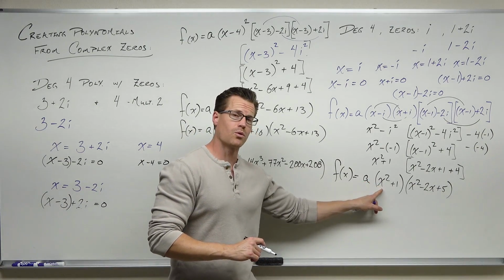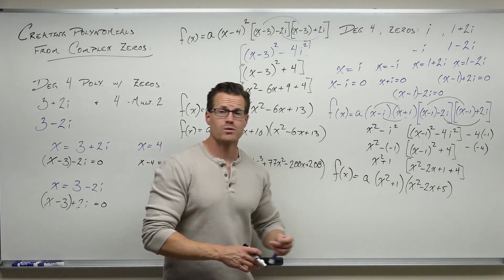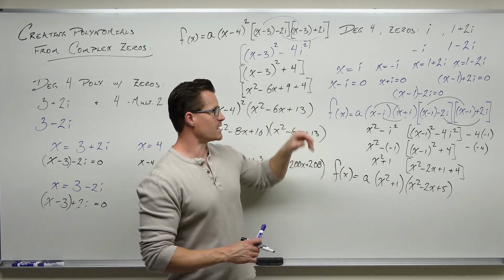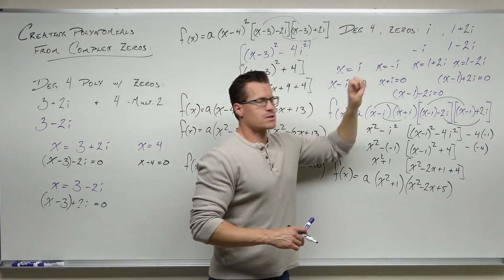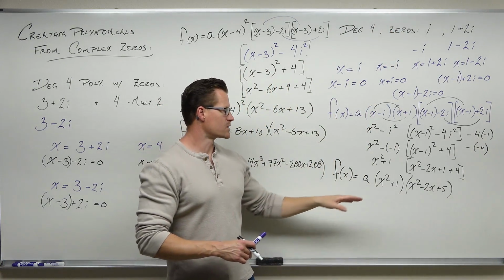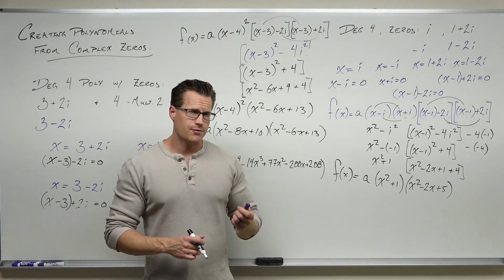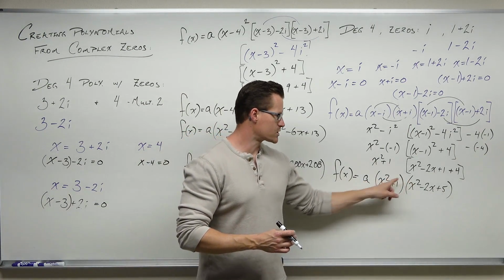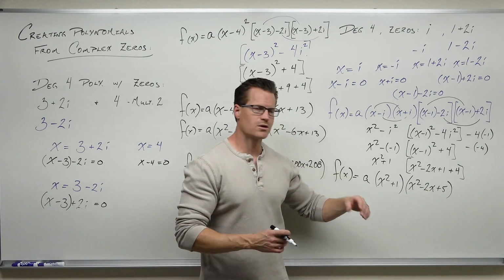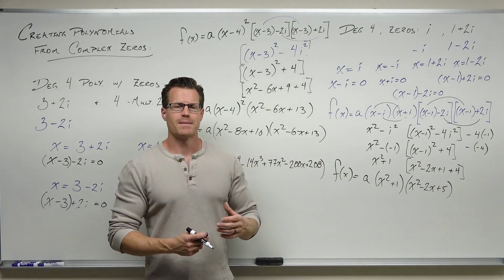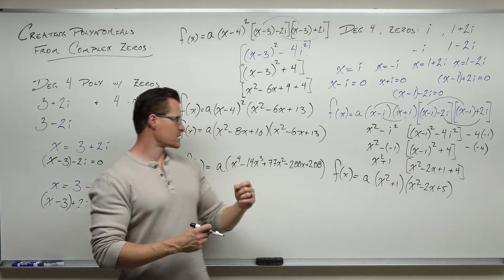This is actually a degree 4. Think about it. X squared and x squared would be a degree 4 polynomial, just like we said. With these as zeros, they're not x-intercepts, but they are zeros. These are 2 irreducible quadratics. We're done. If you have to distribute after this, you'd just take your 2 terms times your 3 terms, combine your like terms after that, and leave your a in the front, just like we did here.